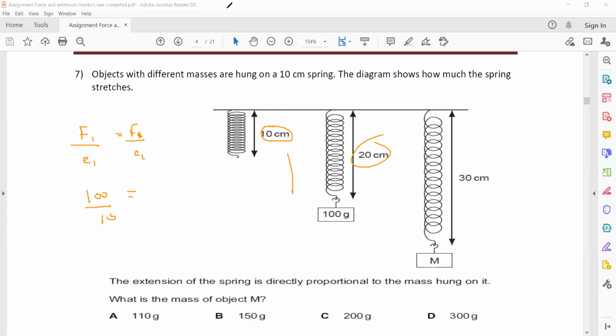Okay, okay. So 100 divided by 10, and then force, we don't know, it's M, divided by extension. When you calculate an extension, it's always from the original value. So if its total length is 30, the extension for this example is 20. So this is 20. When you solve this, again you will get 200. Is it clear?